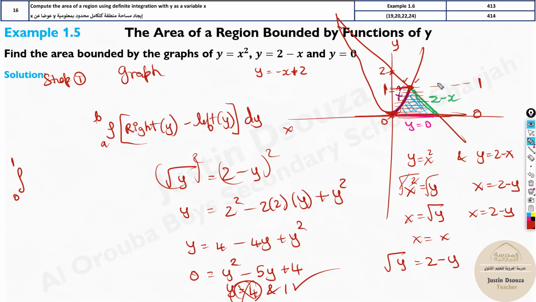What is the right side equation? It's 2 minus x, but we cannot put 2 minus x. We need to put it in terms of y. This is the equation over here. It is 2 minus y minus, what is the left equation? Right minus left, isn't it? Left is root y. Now this dy, this is it. So I'll just put this in the calculator here.